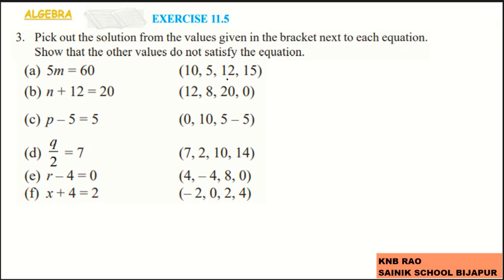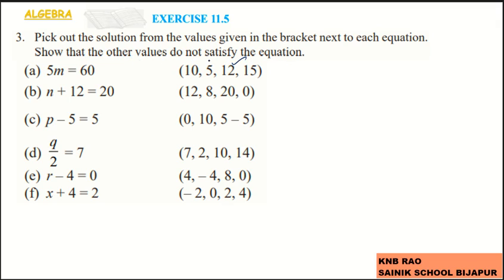Here 10, 5, 12, 15. Out of them, which is the solution of this? 5m equals to 60. So I straight away say m equals to 60 by 5, that means dividing on both sides by 5, I will get 5m by 5 means m will be there, and 60 by 5 is 12, so 12 is the solution. So I will pick up 12.